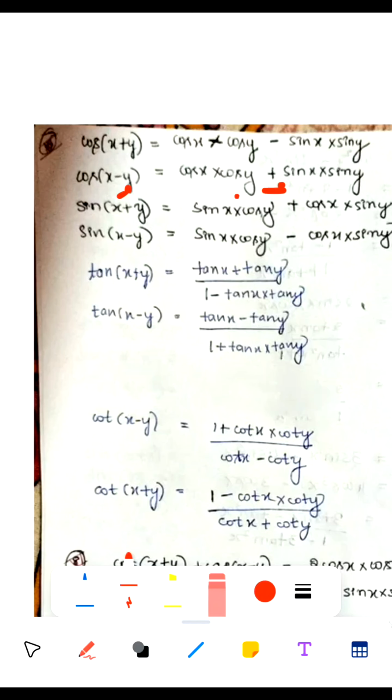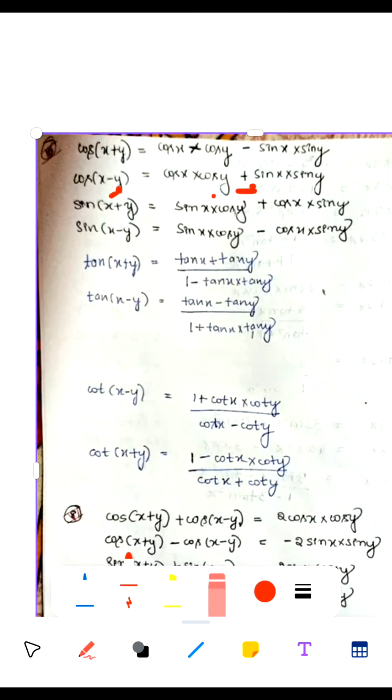Okay, next is sin of x plus y. Sin is the friendly one, which will combine the cos also, that is sin x into cos y plus cos x into sin y. If there is a plus, we will get the plus only. If there is a minus, we will get minus. Sin of x minus y, sin x into cos y minus cos x into sin y.